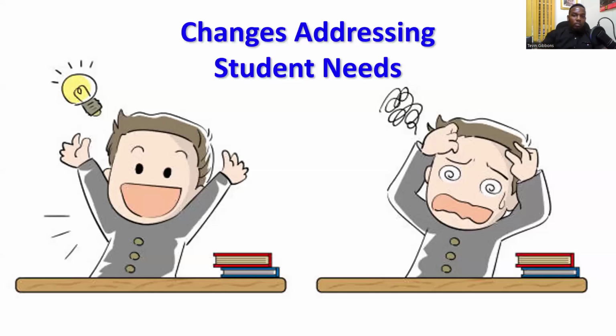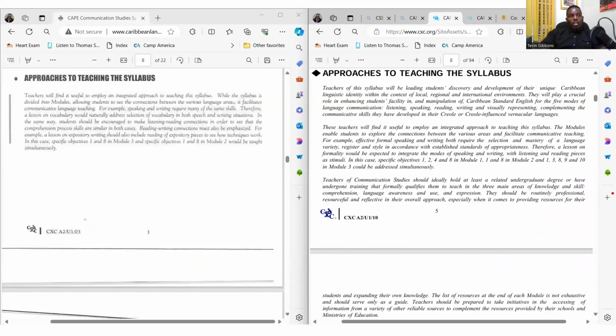Now, let's first look at the modifications that address students' needs. All right, now this is a copy from both syllabi. The one on the left is the old English syllabus, and the one on the right is the newest English syllabus. And as you can see, you can already see the difference. On this page, same topic, but the modified one has more writing. So I'm just showing you the simple differences at first glance.